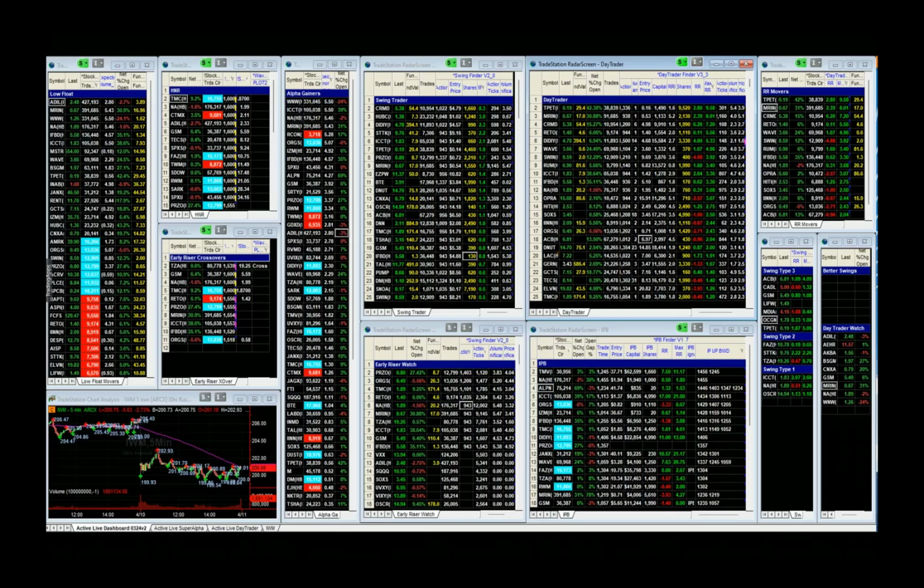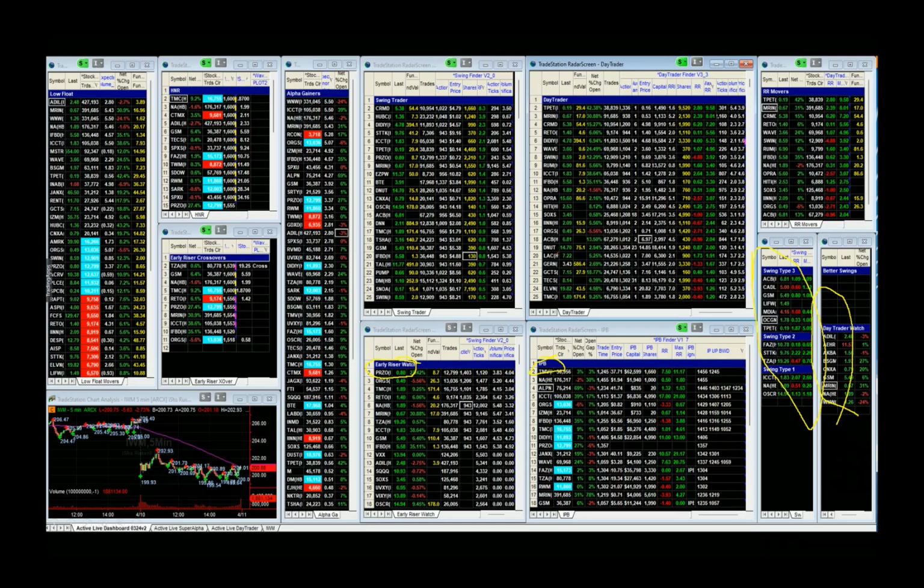So this is what the Active Live screen looks like. And this was, I think, from Thursday. And these stocks over here were swing trade candidates that I picked. These were stocks that we were watching for day trades. See this here says IPB. That's a strategy called intraday pullbacks. Here we have early riser. This is a relatively new strategy that's been working really good. In fact, those 4 trades that I did on Friday were all early risers.